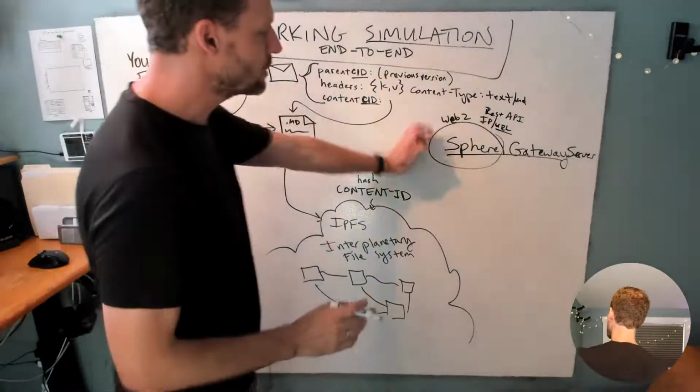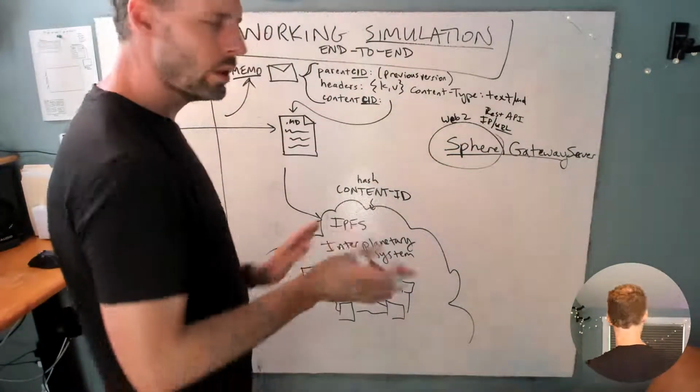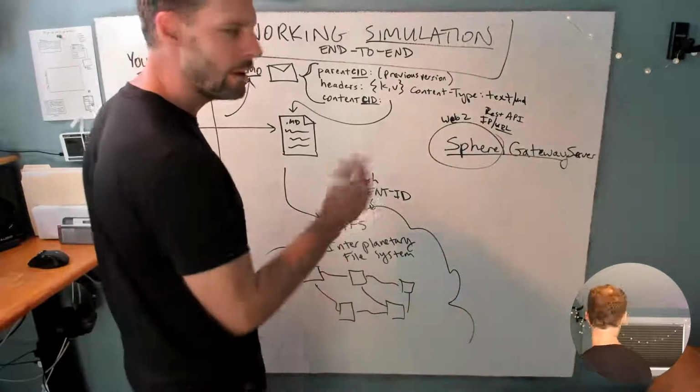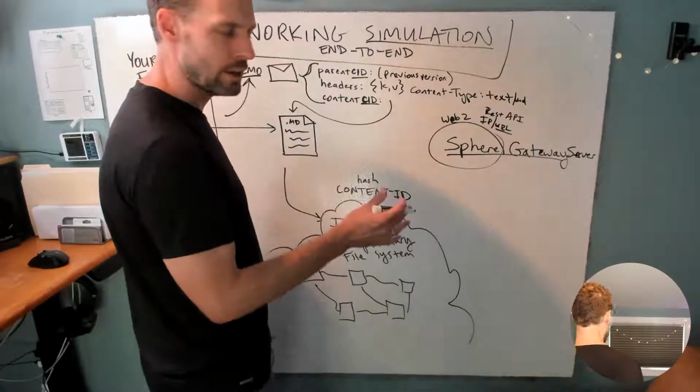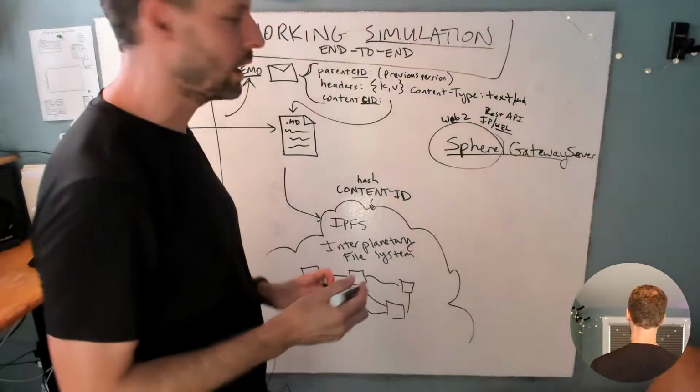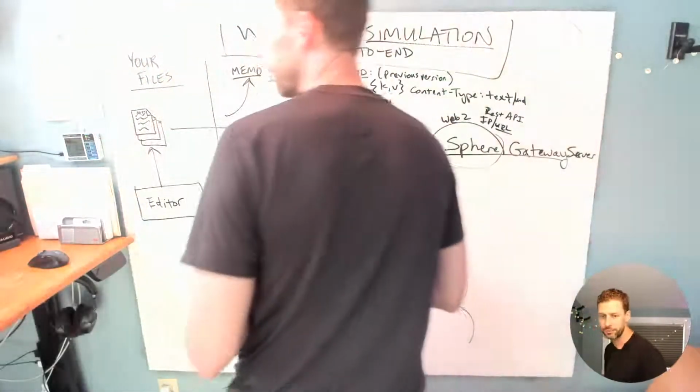So I upload this file to a Sphere gateway. One of the things that's a little bit interesting is that every user gets their own sphere. And so here's where things get a little weird again. What is a sphere?